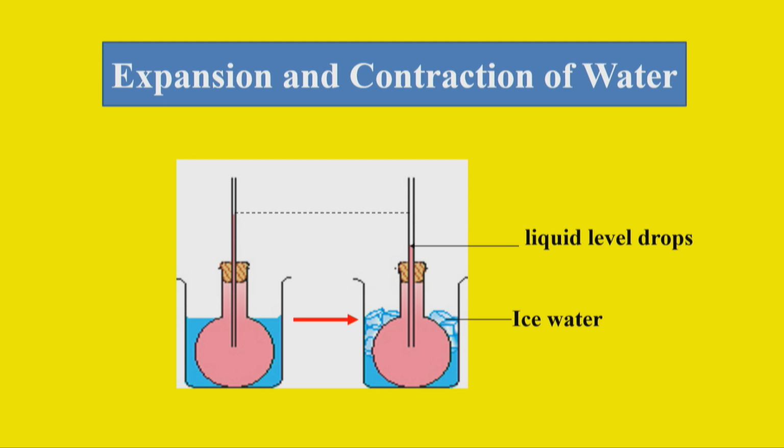The flask is then placed in a beaker of ice water. This time, the liquid level is seen to drop. This is because the colored water in the flask contracts when it is cooled by the iced water.